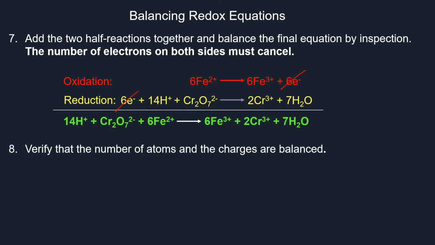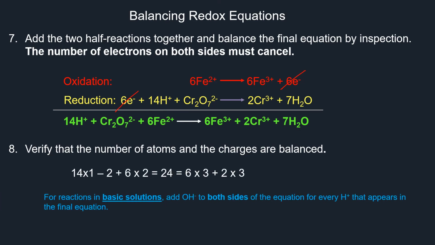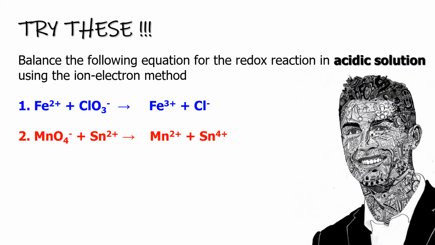Alright, so you just do it in acidic form only. The 8th step is to verify that the number of atoms and the charges are balanced. So you can calculate both sides to see whether the electrons are the same or not. Right, so I think you need to try this for this question.